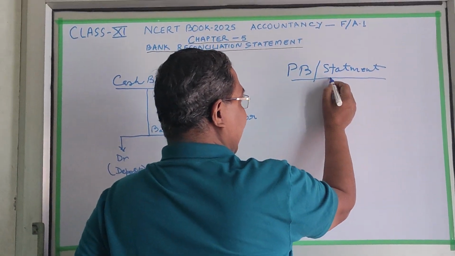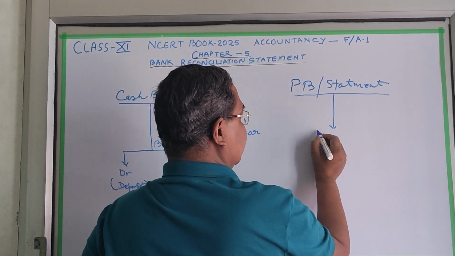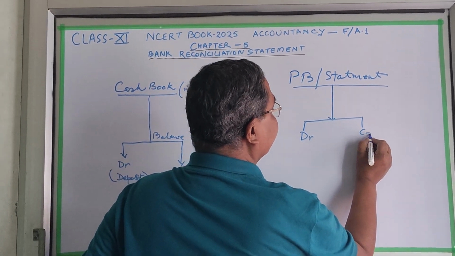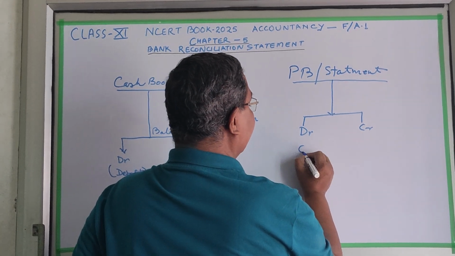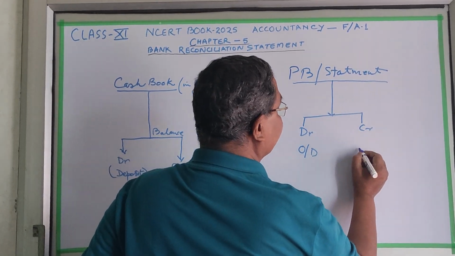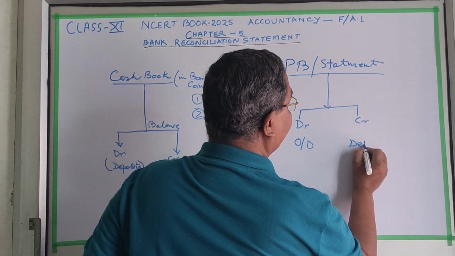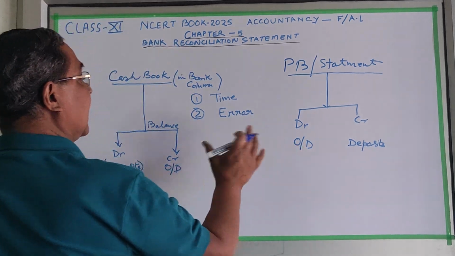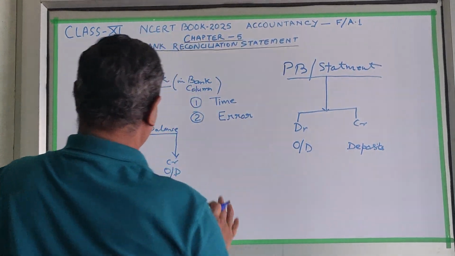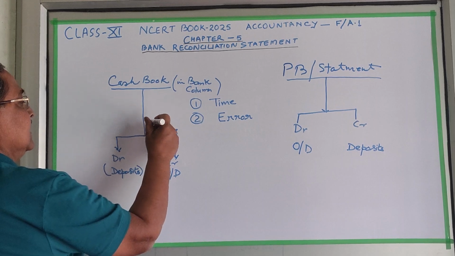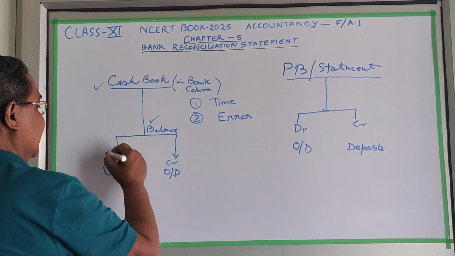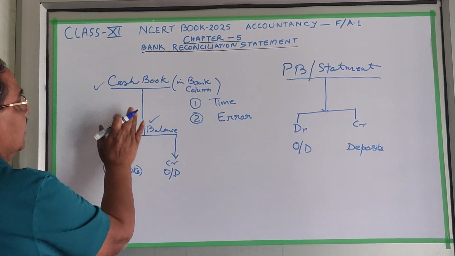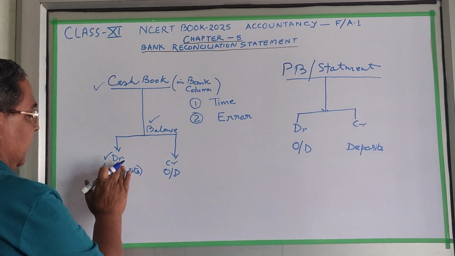Similarly, in the bank statement or passbook, we have two types of balances, a debit balance and a credit balance. If it is a debit balance, it is always an overdraft, and if it is a credit balance, it means deposit. So you see, both are just opposite of each other. First we will start with the cash book balance as deposit. We will solve one or two questions: cash book balance as per deposit, debit balance.